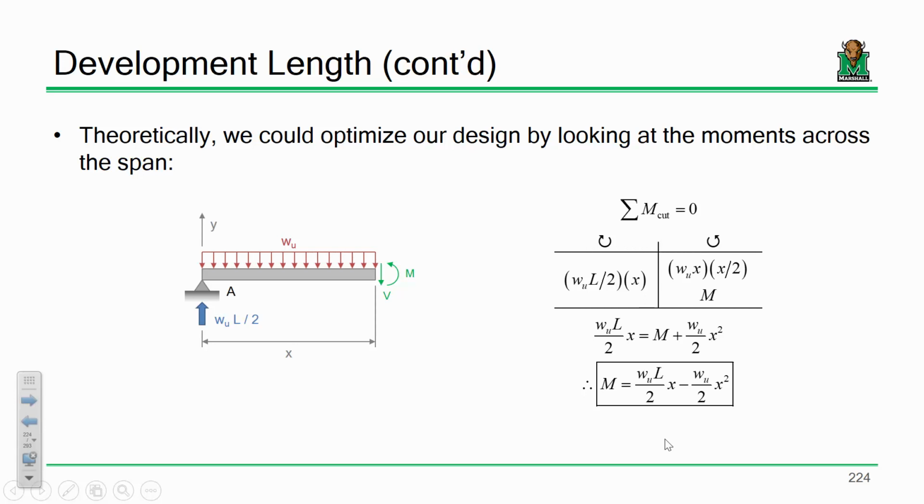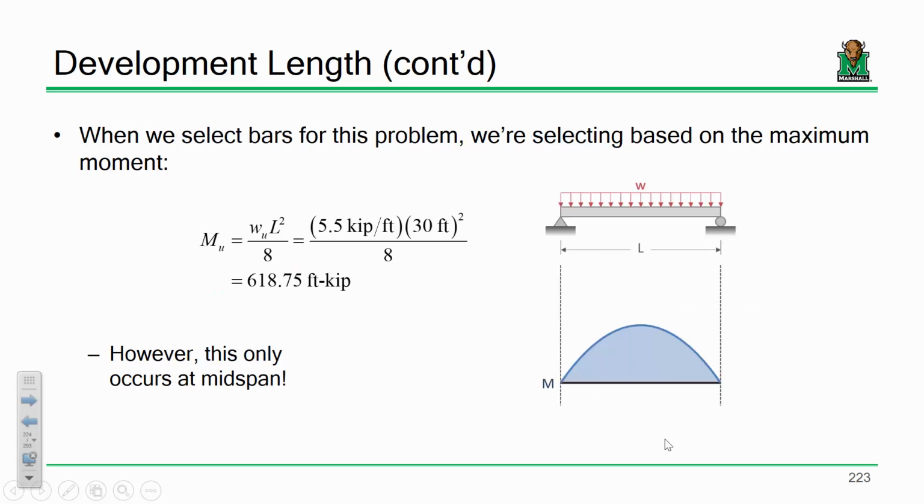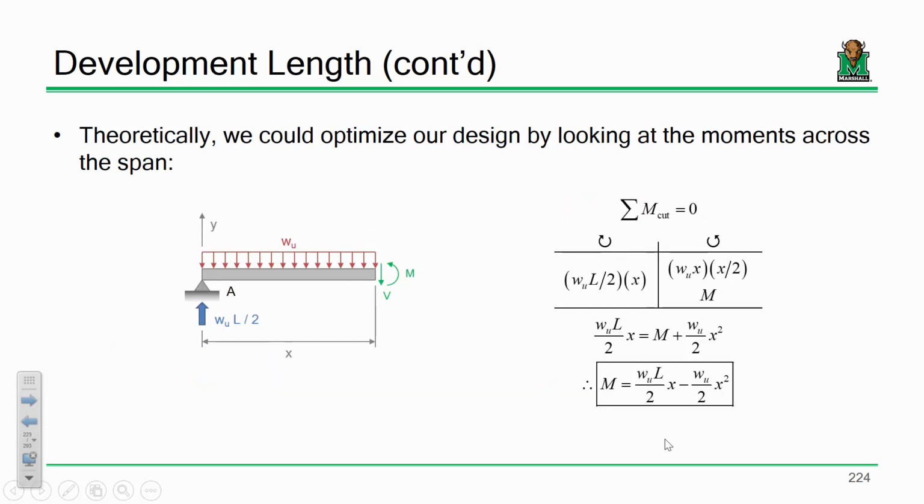It's in the domain of x squared. It's a parabola. It's negative x squared because it's going downward. And that looks exactly like what our moment diagram should look like.